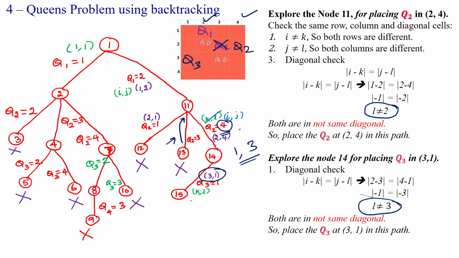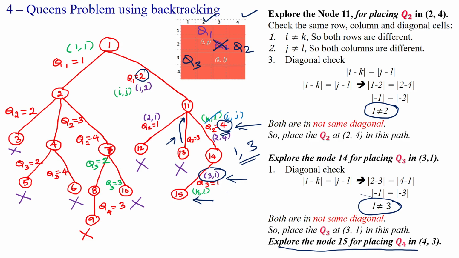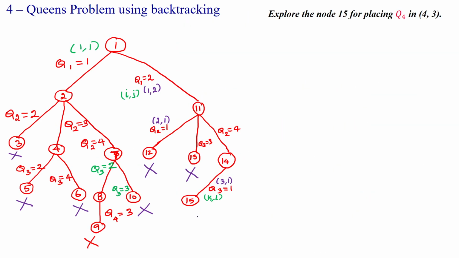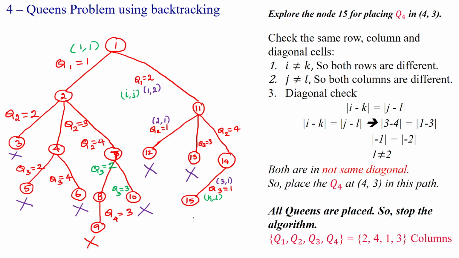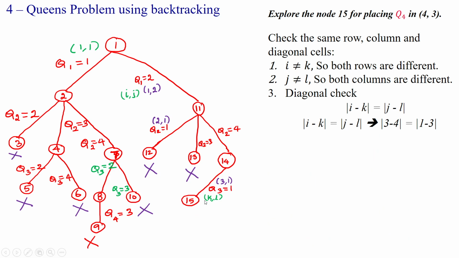Then now you explore node number 15, okay, for placing the queen at 4 comma 3, right? Why are we selecting 4 comma 3? What option is available here? Already we used the second column, already we used the fourth column, and we used the first column. The only remaining column is the third column in the structure. So we are selecting that column for the fourth queen, right? We will check the structure.